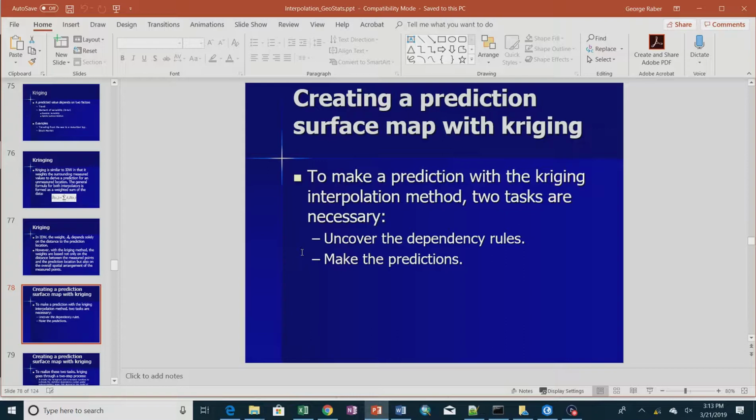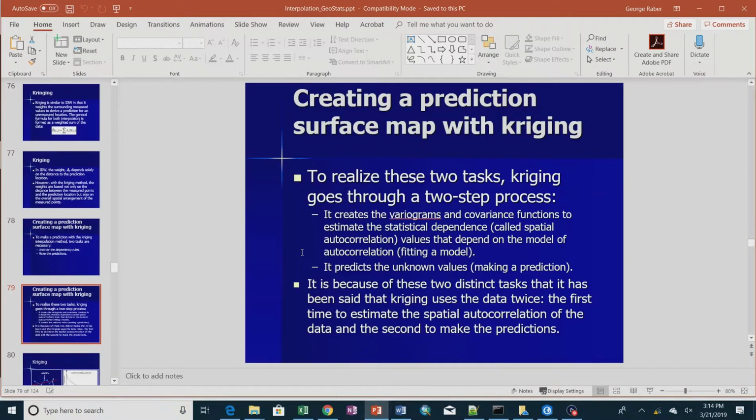First, you are going to look at your data to determine what dependency rules exist in your data. Does your data have a trend? If your data has a trend, then you're going to use a particular Kriging algorithm. If it doesn't have a trend, you're going to use a different Kriging algorithm. And then you're going to make the predictions. There are a little bit more Kriging processes that we're going to talk about. We're going to talk about the primary ones, the ones that most people use.